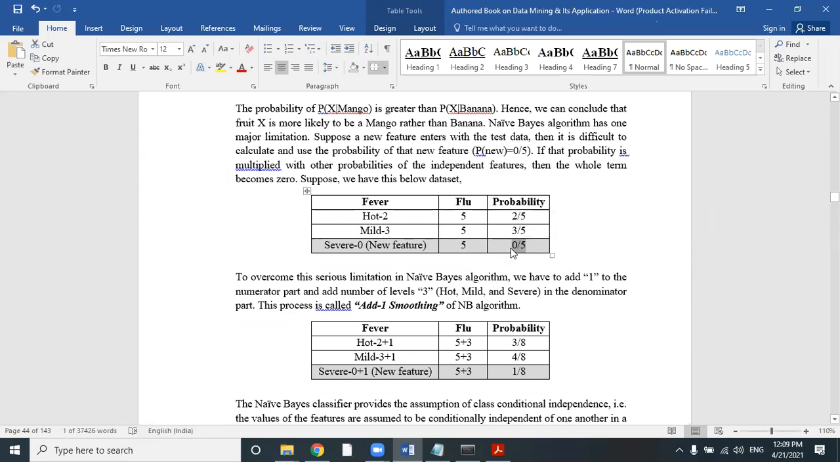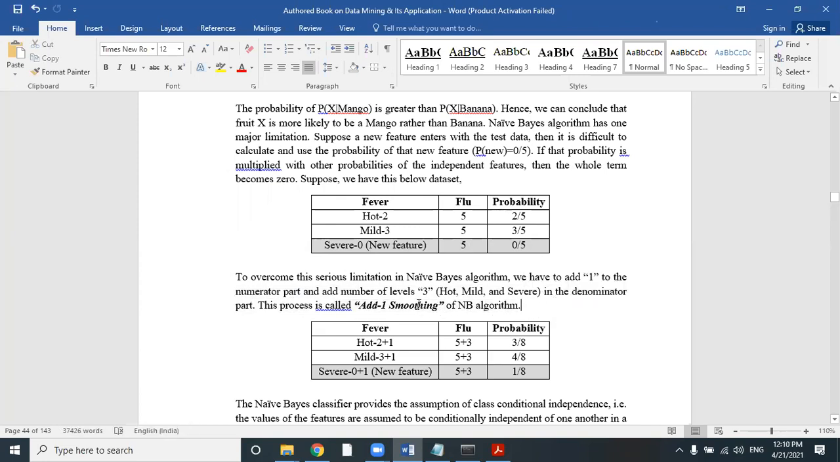You cannot drop the feature just because its probability is zero, because this feature also plays a vital role in the testing data set. To overcome this, which is called the zero probability problem or zero frequency problem, we will add 1 to the numerator part and add the number of levels to the denominator part respectively. And this process is called add-one smoothing of the naive Bayes algorithm.